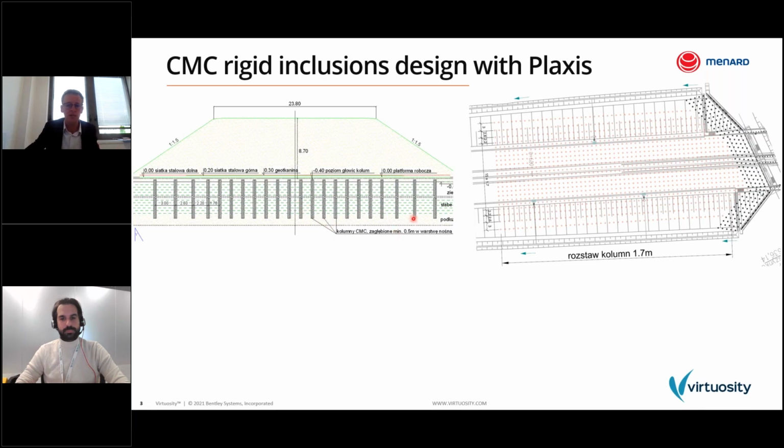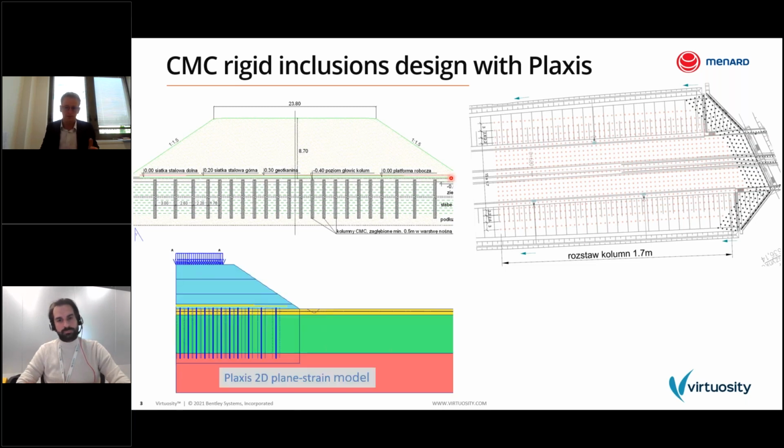Should we reinforce the CMC at the toe of the embankment here in order that they can resist lateral displacement? We also need to design the load transfer platform, which is generally granular. Should we reinforce this load transfer platform with geogrids, with steel meshes? That's another question. So it's at the end a quite complex interaction problem. That's why we almost always rely on PLAXIS.